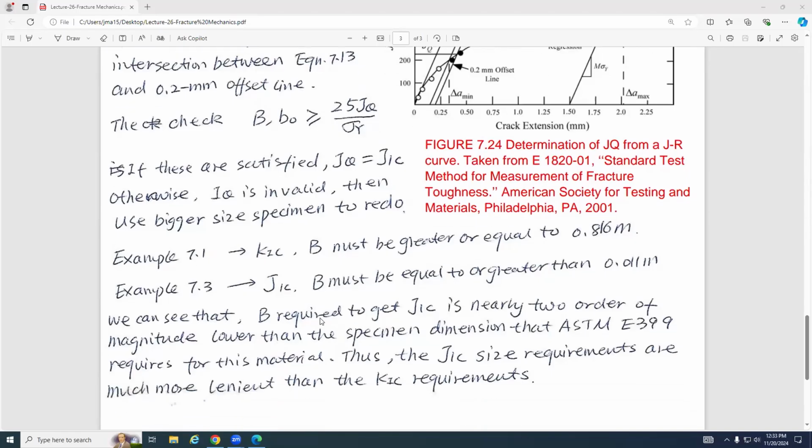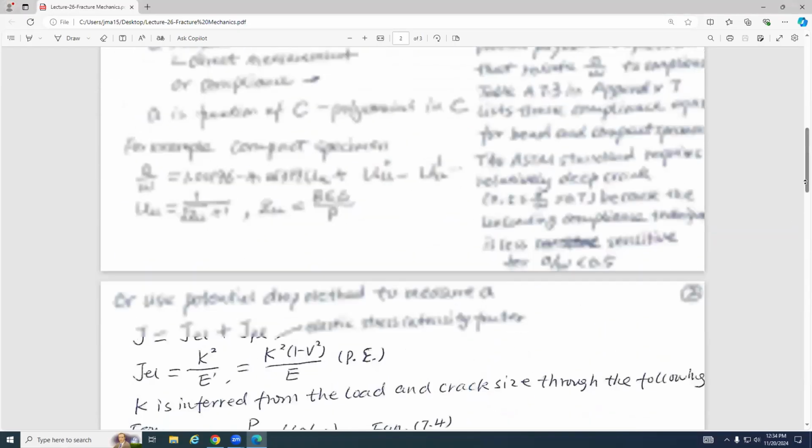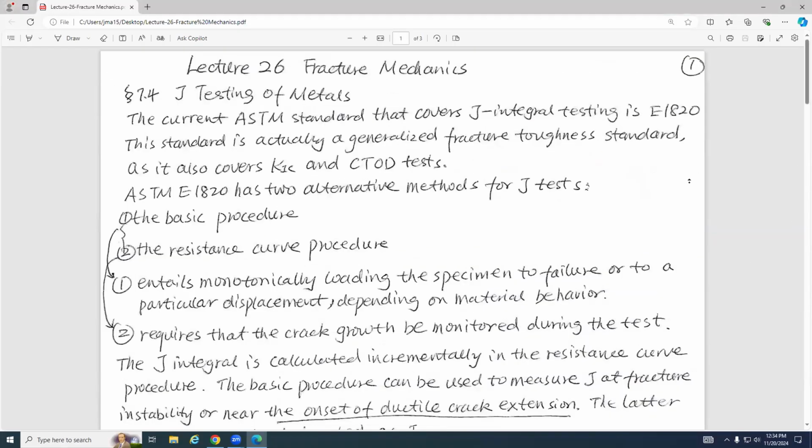So we can see that the B required to get JIC is nearly two orders of magnitude lower than the specimen dimension that ASTM E399 requires for this material. And thus JIC size requirements are much more lenient than the KIC requirements. So ASTM E399 is for the KIC, and here is E1820. You can see I'm using a different protocol, and we might have different requirements for the specimen.